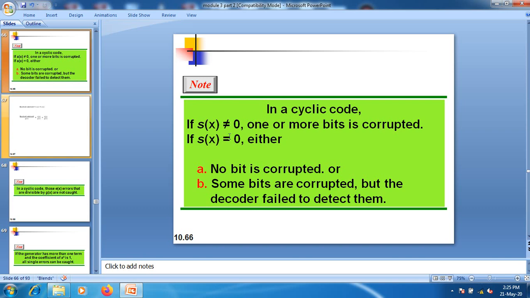If s of x is equal to 0, in that case we get two possible cases. The first one, the data is a correct one. Another case, some of the bits are corrupt, but we may not be able to detect it. The first case, no bit is corrupted. The second case, some bits are corrupted but we may not be able to detect them.